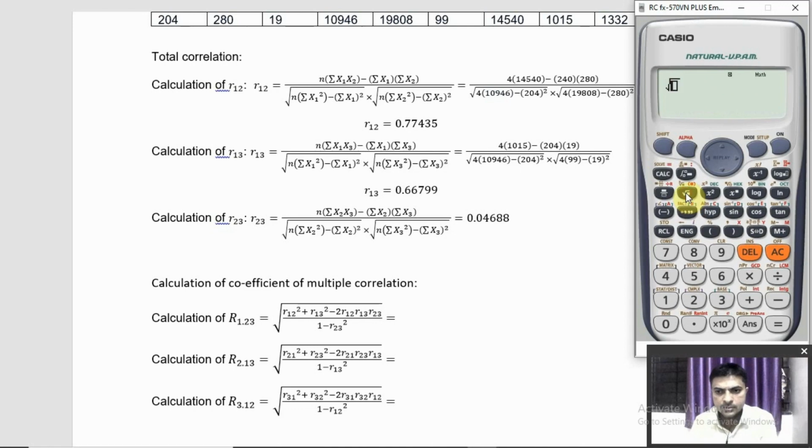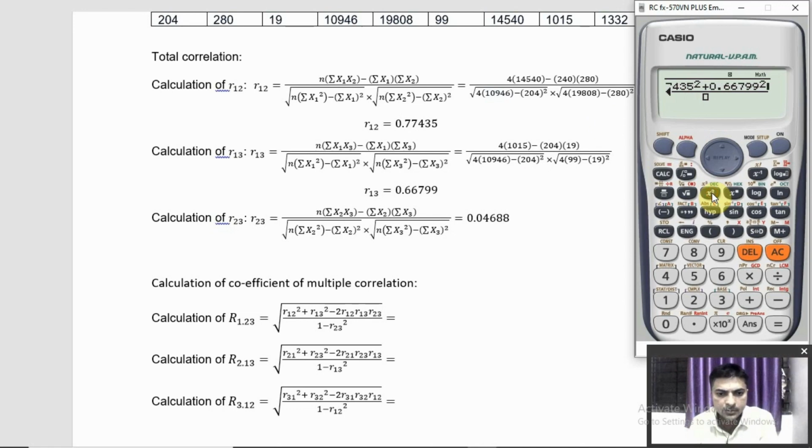I want square root, take division, then I will take the R1.23 formula. This formula I am going to take. Now substitute R12 square. Where is R12? R12 is 0.77435. Just take 0.77435 square. So square, here we have square. Then we have plus R13 square. R13 square is here 0.66799. 0.66799 square.